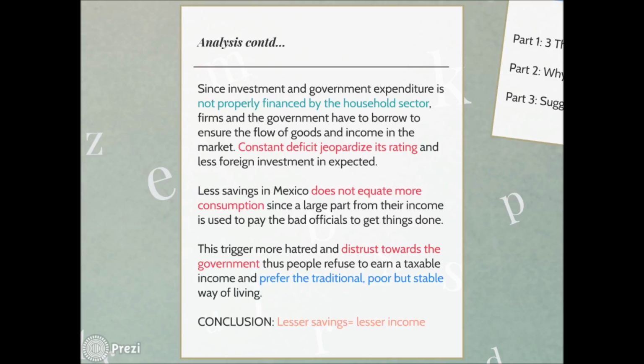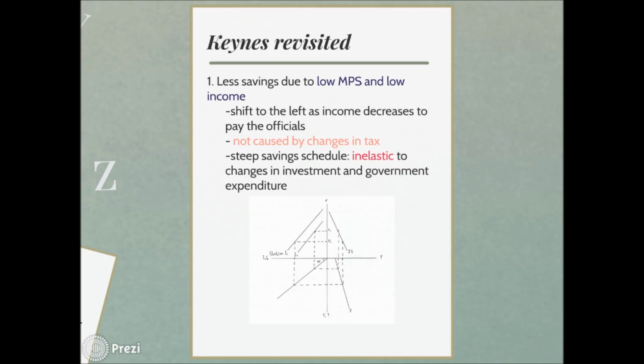So let's prove this. We can see in the diagram the saving schedule is low due to the low MPS and not because of the tax. So low MPS denotes a very steep saving schedule. It means that it is inelastic to the changes in investment and government expenditure.